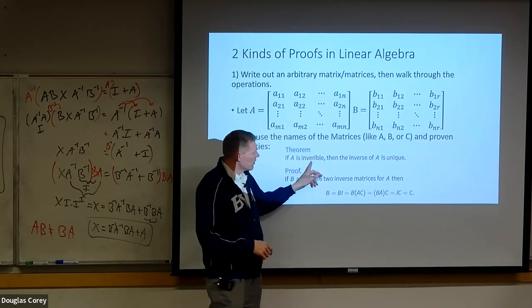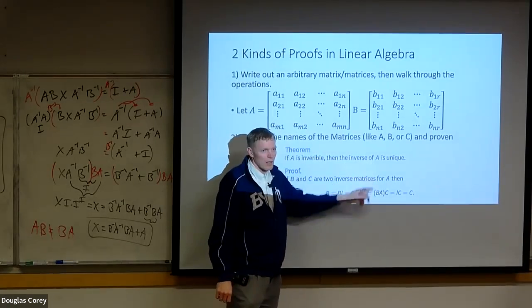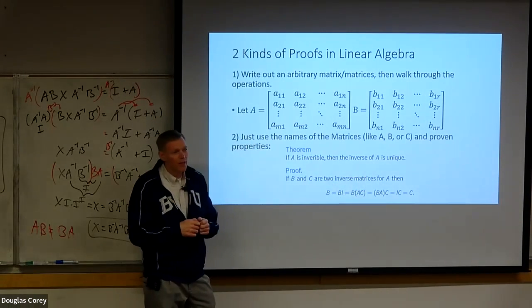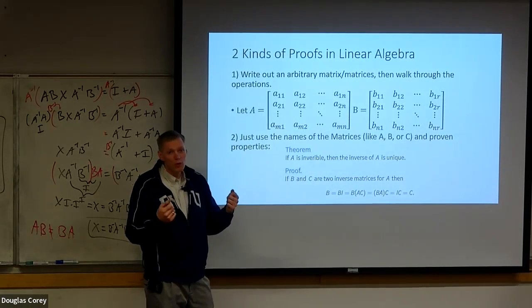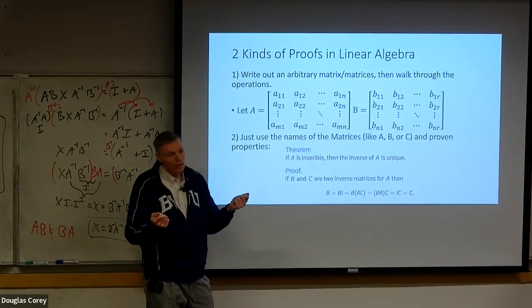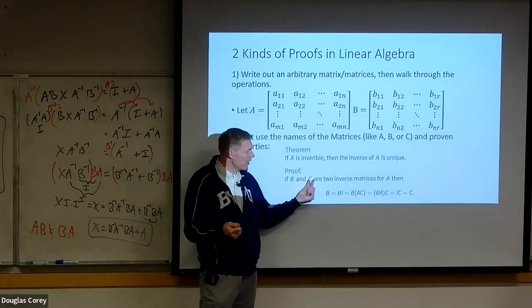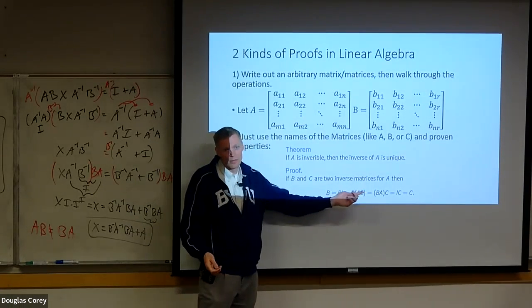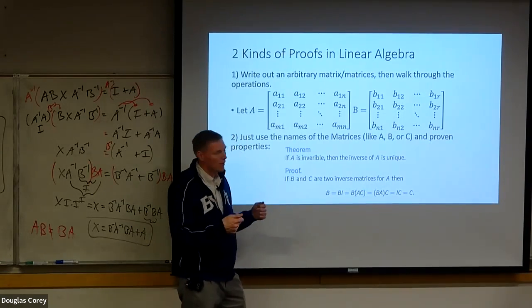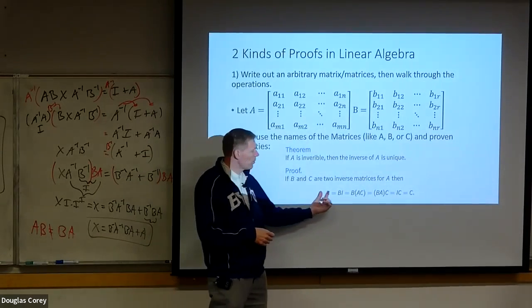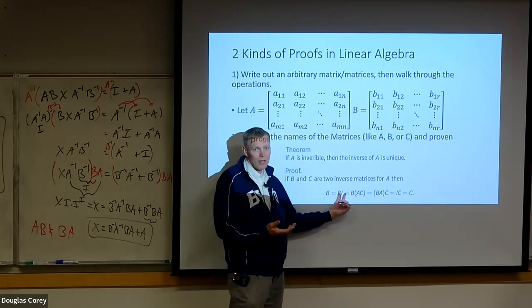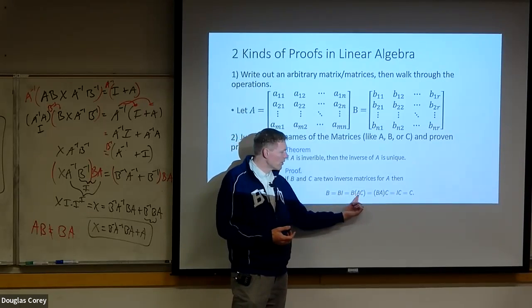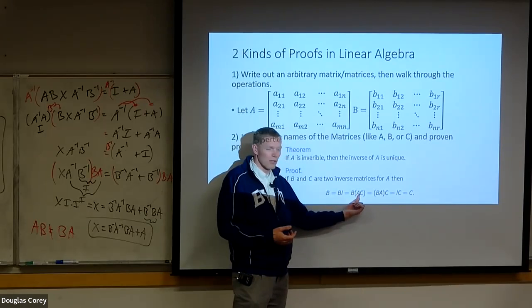So the theorem is if A is invertible, then the inverse of A is unique. One way to prove this is, let's suppose there are 2 different inverses. Or just take 2 inverses of A. We'll call them B and C. And we're going to show that B actually equals C. So any 2 inverses you get there. So I can start with B. I can rewrite B as B times the identity. I can rewrite that identity as A times C, because C is an inverse of A.